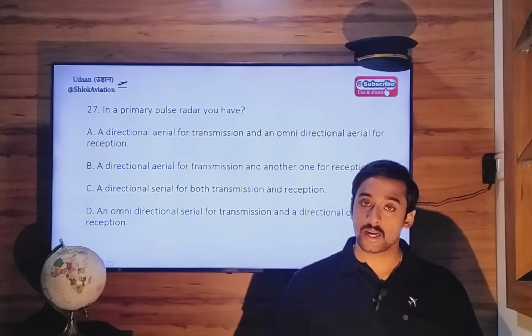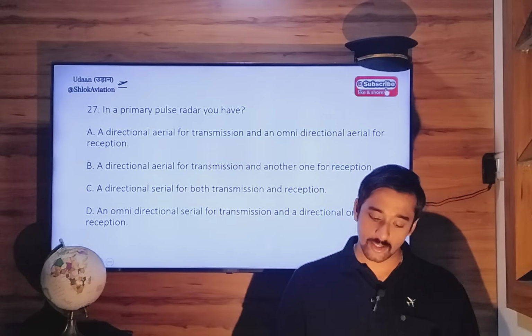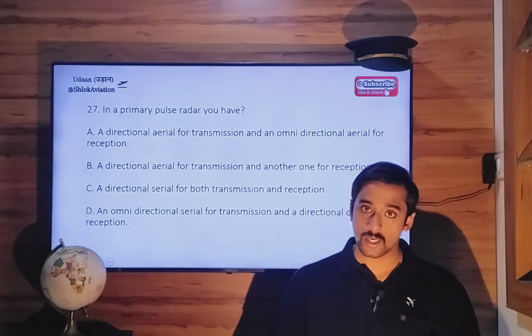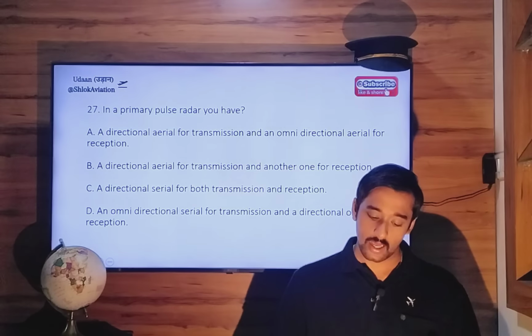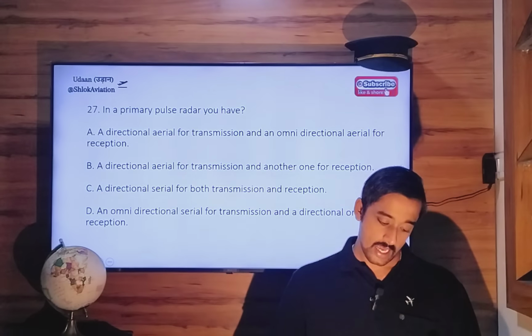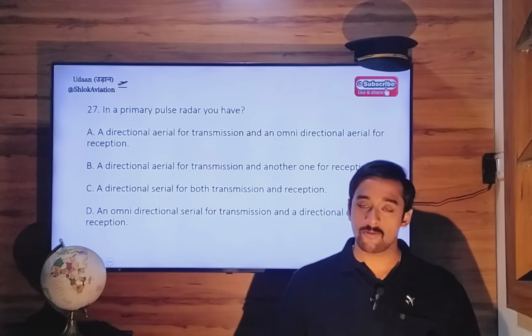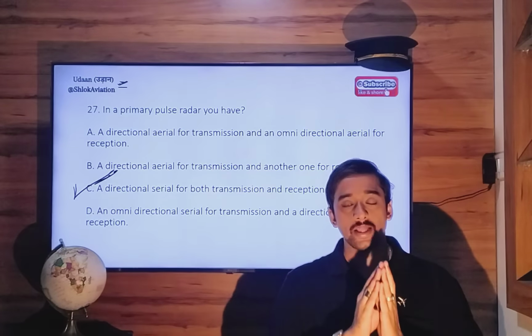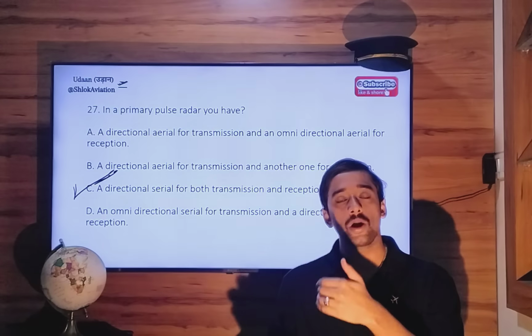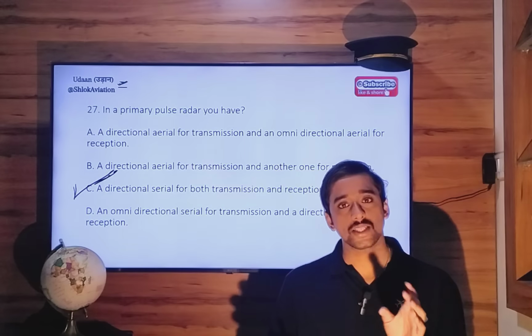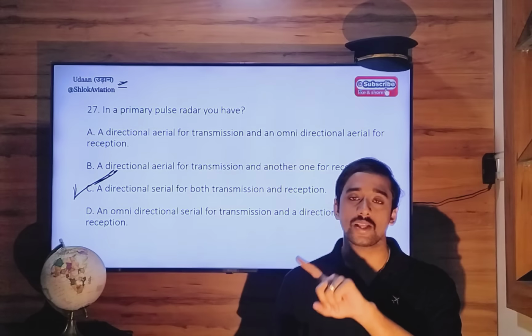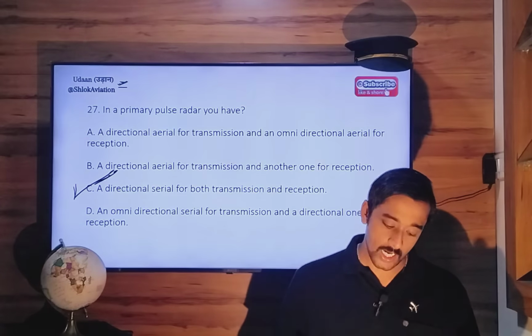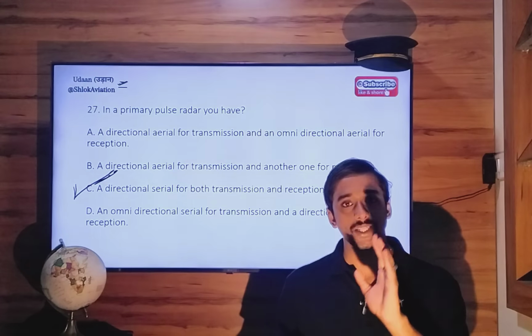In a primary pulse radar, you have: a directional aerial for transmission and an omnidirectional aerial for reception; a directional aerial for transmission and another directional aerial for reception; a directional aerial for both transmission and reception; an omnidirectional aerial for transmission and a directional aerial for reception. So remember option Charlie. Since you are transmitting the radio wave at a particular frequency and going to receive that reflection at the same frequency, you can use the same aerial for transmission as well as reception. So option Charlie is the correct option: one directional aerial for both transmission and reception.